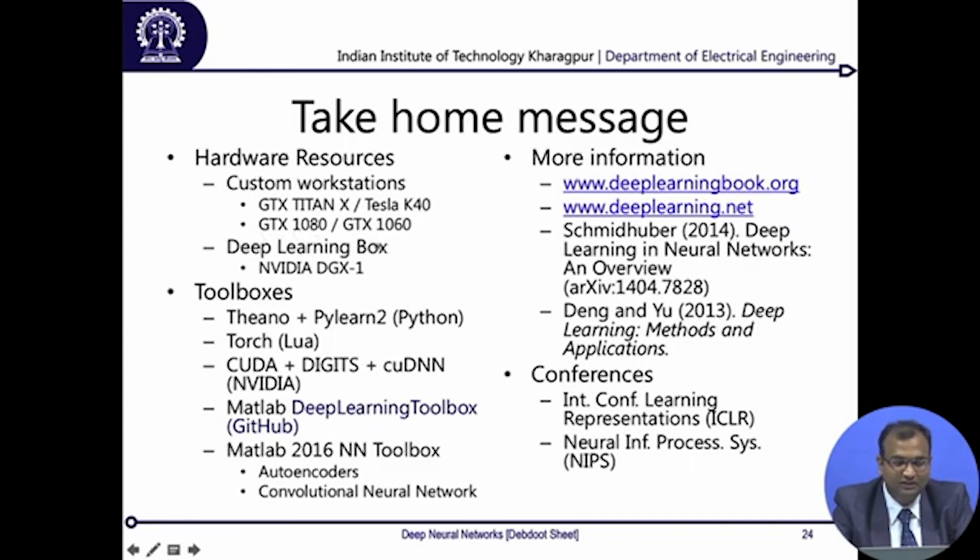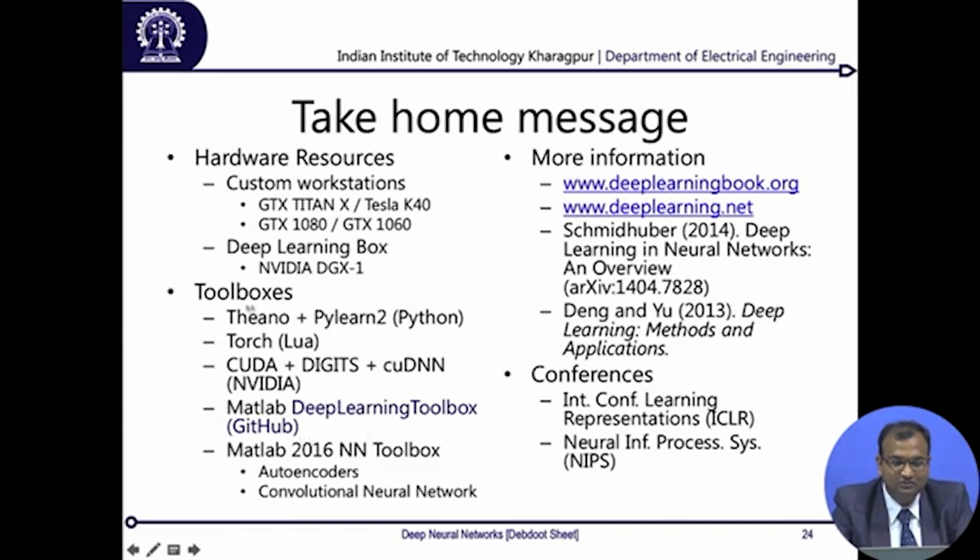And if you can really afford it, then DGX-1 is a deep learning box, a single box solution provided by NVIDIA, and it's great for doing this. On the toolboxes side, you can use Theano and PyLearn2 within Python for deep neural networks. In a separate language called Lua, you can use the library called Torch. For NVIDIA things, you would require CUDA, DIGITS, and cuDNN. In fact, if you want to call the GPU through any of these, either from Python or Lua, you will still require cuDNN and CUDA.